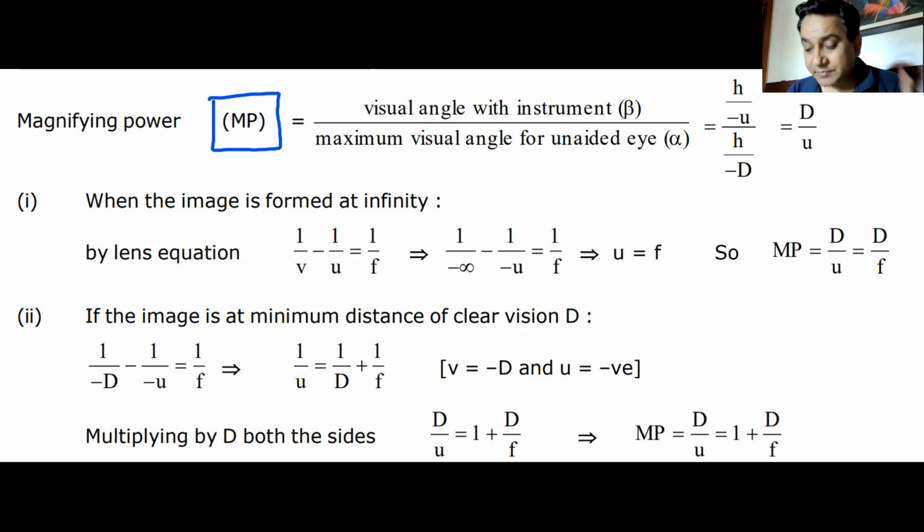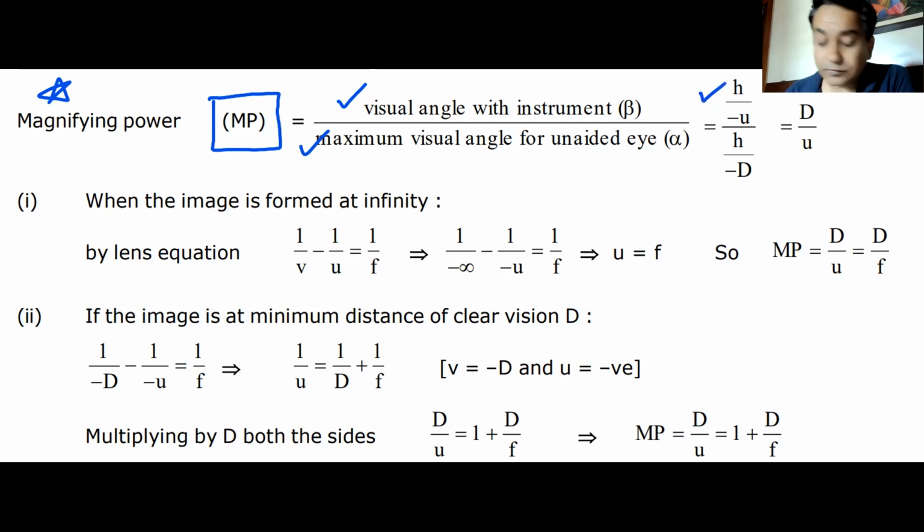Now you also must remember how this magnifying power is defined for a simple microscope, because for different instruments, the magnifying power is defined slightly differently. So please mark this as star. Magnifying power of a simple microscope is the visual angle at the instrument beta, divided by the maximum visual angle for the unaided eye alpha. So it is nothing but beta divided by alpha. Why is it like that? This tells us how much this instrument is going to magnify the object.